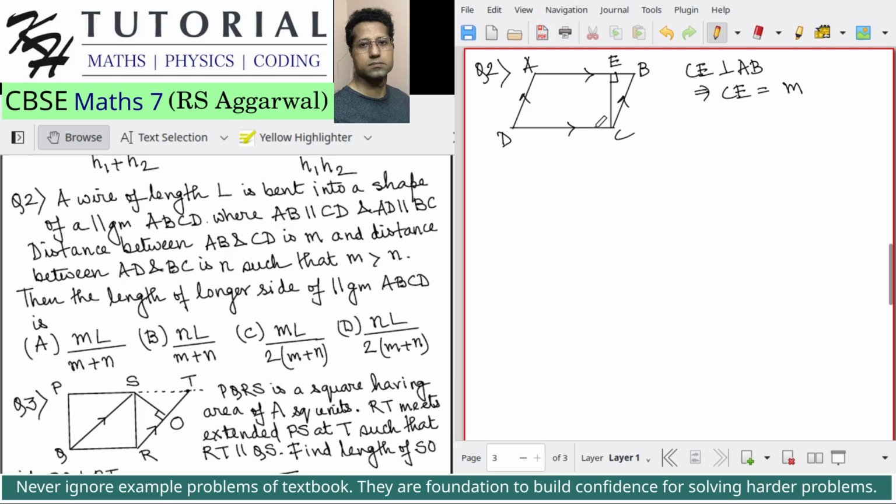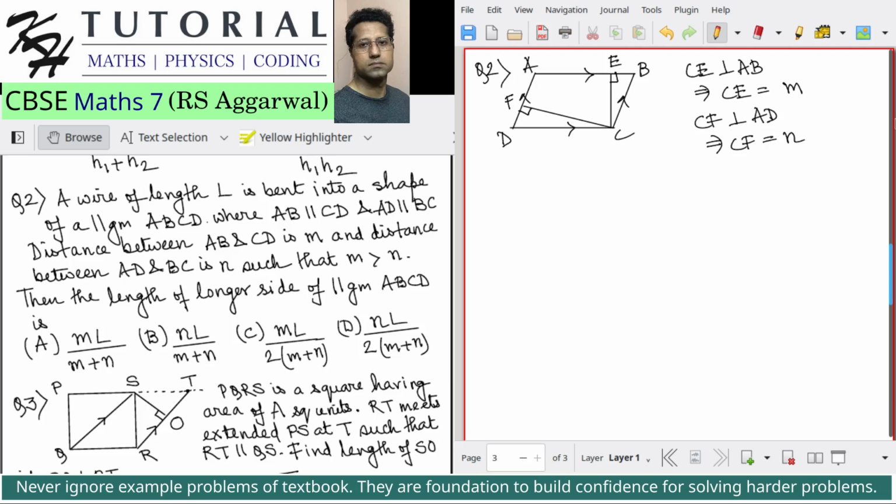Okay, and the distance between AD and BC is N. So let's drop a perpendicular from C to AD. Let's say this be F. So CF is drawn perpendicular to AD. So this implies that CF is the perpendicular distance between AD and BC, which is given to be N. Okay, and it is given that M is greater than N. Then the length of a longer side of parallelogram ABCD is?